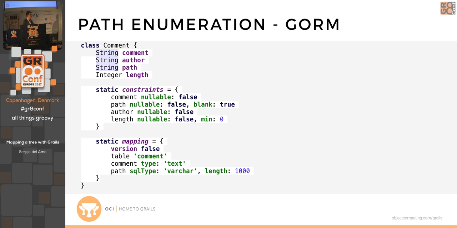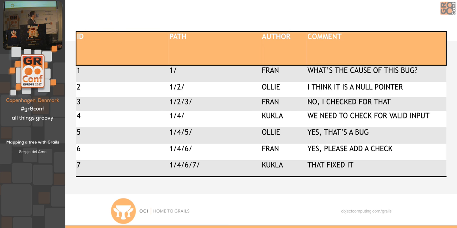How could we map this with GORM? We basically will have a string for the path. I am using a Postgres database here, and with such a statement you can configure a varchar. By default a normal string will be mapped to 255 characters. So this way you can say, okay, this varchar is going to be 1,000 characters because I want to give myself some space to store long paths. And then the length, we are going to see what the role of length is soon enough.